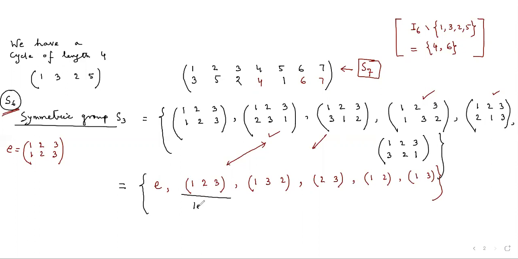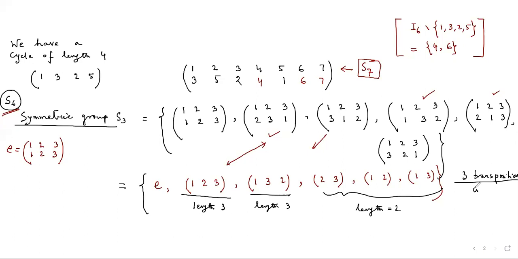This cycle is of length 3, but this cycle is of length 2. So in the symmetric group, we have actually found 3 transpositions. 3 transpositions are present in S3, because I already told you that any cycle of length 2 is called a transposition. And here you see the last 3 elements of the symmetric group can be expressed in the following manner.